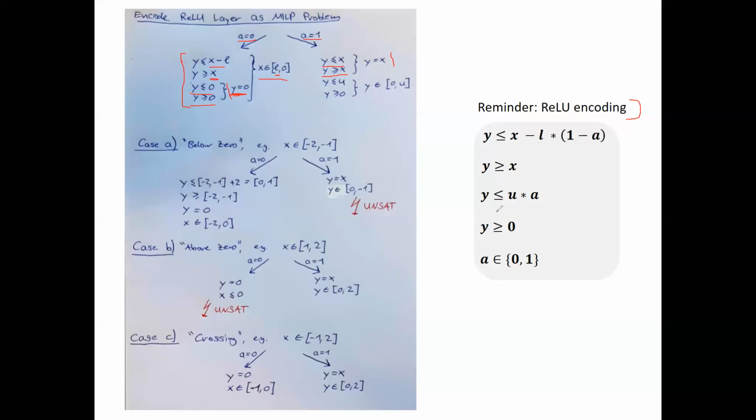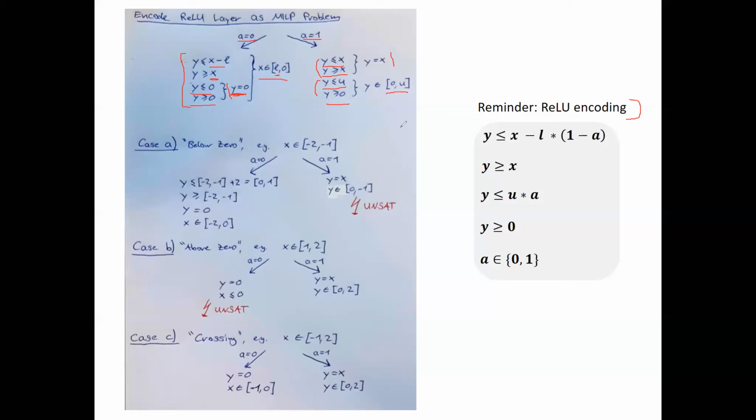Then we have y is less than or equal to u times a. Well, a is 1, so we're going to end up with y is less than or equal to u. And then we know that y is greater than or equal to 0 after the ReLU, because y has to be non-negative. And so the top ones imply that y is equal to x, and the bottom ones imply that y is between 0 and u.